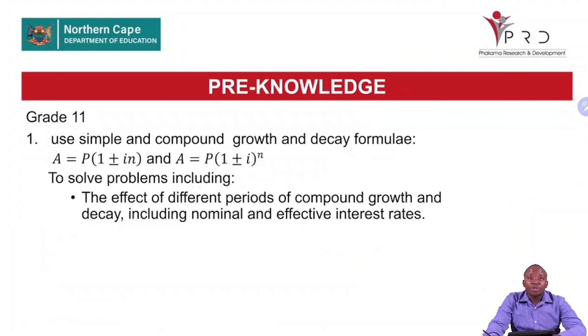Pre-knowledge. So this is what you're supposed to know from your grade 11. We are supposed to remember, and we will know and make use of the simple and compound growth and decay formulae, where A is equal to P into 1 plus in, close bracket, and A is equal to P into 1 plus or minus i, all raised to the power n, to solve problems involving different periods of compound growth and decay, which includes the nominal and effective interest rate.